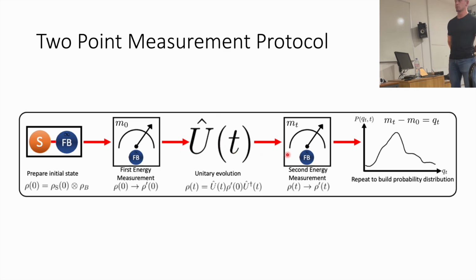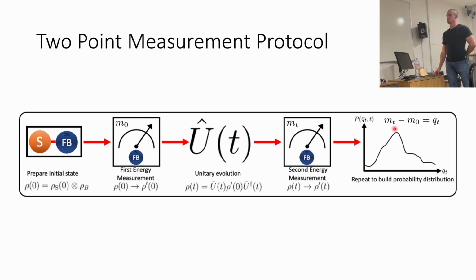And then I'll perform another one of these projective measurements onto the bath Hamiltonian. Maybe I'll get a different eigenvalue, or maybe I'll get the same one. It doesn't matter, I'll get one of them randomly, and I'll call that MT. Then I define heat as the difference between these two measurement outcomes. Because these measurement outcomes are random, this definition of heat is stochastic. So I need to repeat this a bunch of times and build a probability distribution.